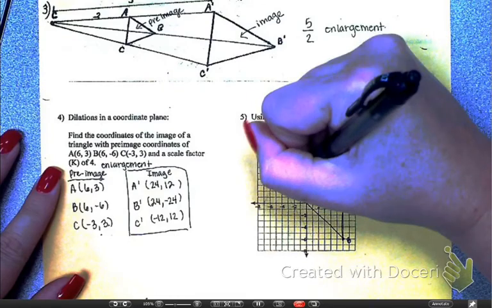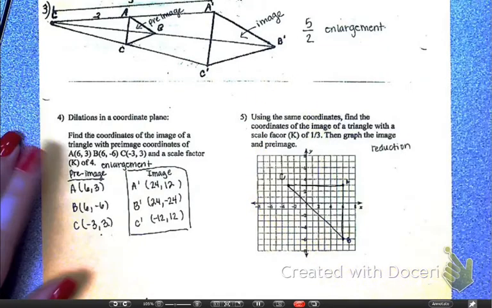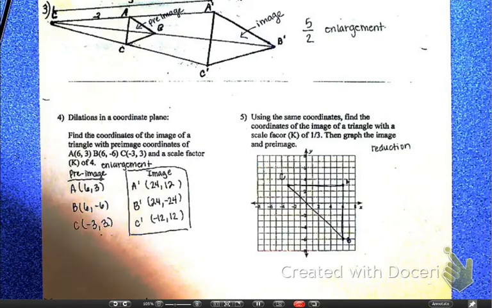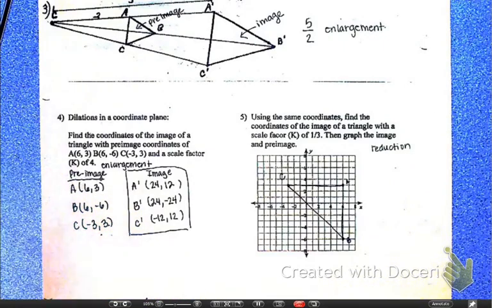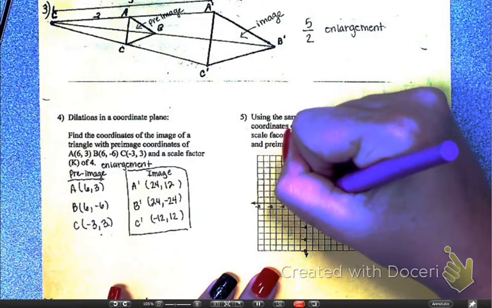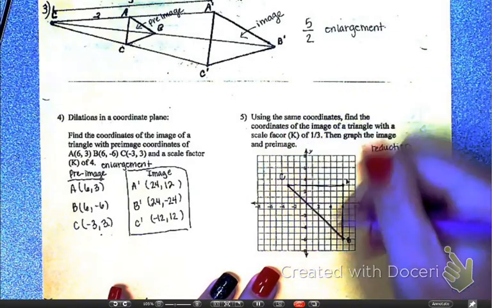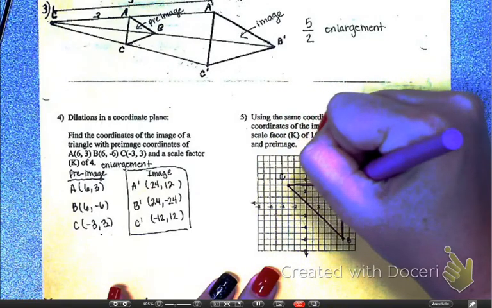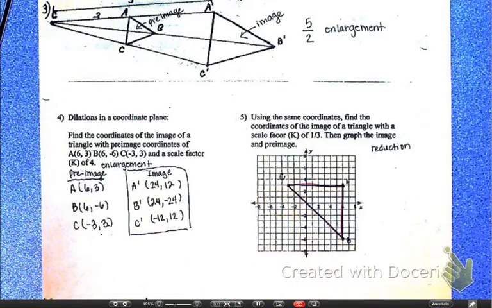So here's what your triangle should be. It's kind of hard to see. Let's see if I can. My little marker. You'll be able to see yours a little bit better. I'm trying to bold mine. Okay, so you can kind of see where my line is.